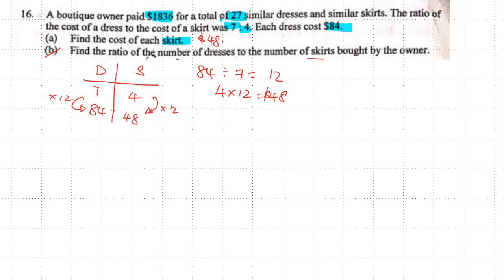Because initially I wanted to group them into one group, right? If one group has a dress and a shirt, which costs 84 plus 48. So one group, okay? And then I know that the total cost is 1836, right?